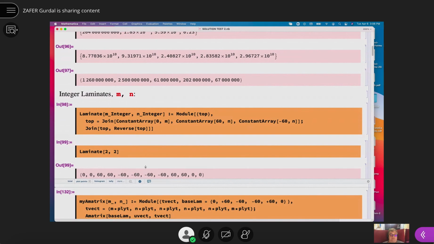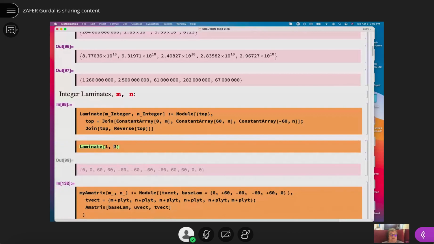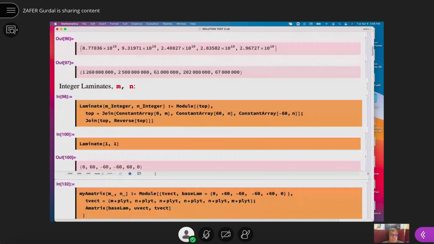symmetric. So this you may use your own. It doesn't matter, as long as you're consistent with this, you should be okay. So if it was 1 and 1, 1 zero, 1 plus 60, 1 minus 60, and then mid-plane symmetry, minus 60, plus 60, 0.